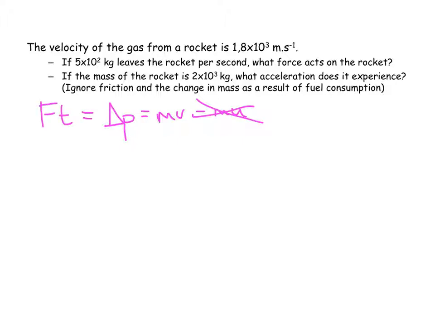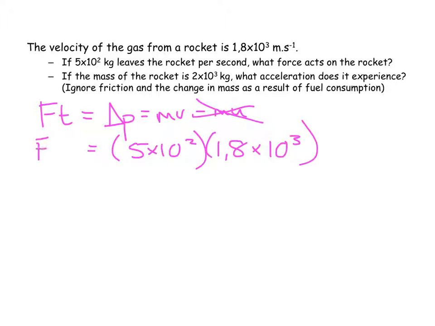So I am told that I have got 5 times 10 to the power of 2 as a mass, a velocity 1,8 times 10 to the power of 3, and this is all happening per second. So the time is 1 second, and I find that the force turns out to be 9 times 10 to the power of 5 newtons that is exerted by the gas.